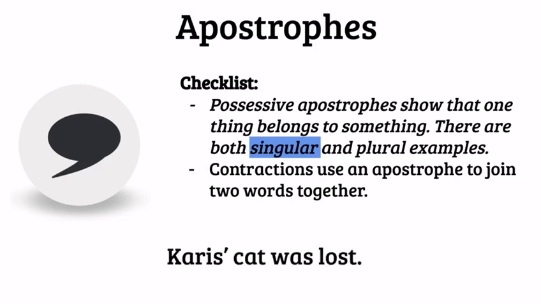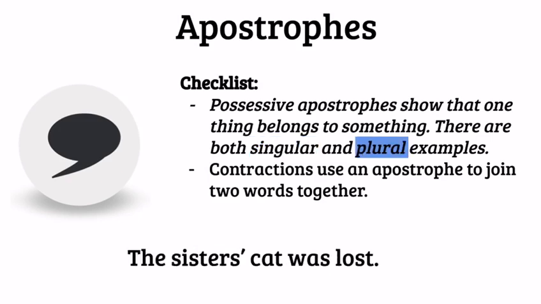Here's another singular example, but this time the one person, or the one thing that it belonged to, has a name that ends with an S. So when it ends with an S, we don't add another one. We just put an apostrophe there. Caris's cat was lost. Caris is the name of the girl, and we put an apostrophe after her name to make it Caris's. Caris's cat was lost.